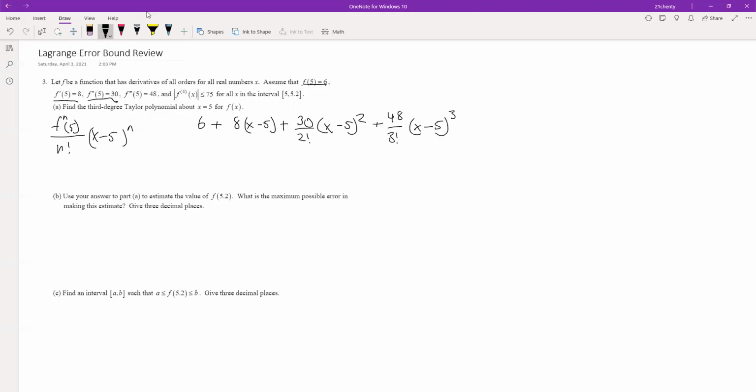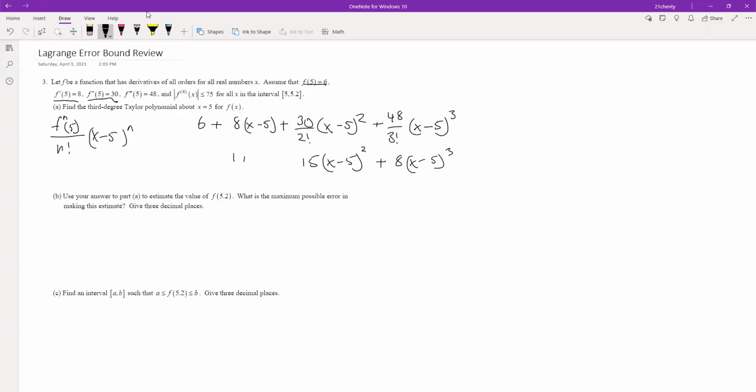And then these can be rewritten. 30 over 2 factorial is also just 15. And then 3 factorial is 6, so this is just 8. And then this is the same. So that's part A. Now part B, we are to use our answer from part A to estimate the value of f of 5.2 and the maximum possible error making this estimate.